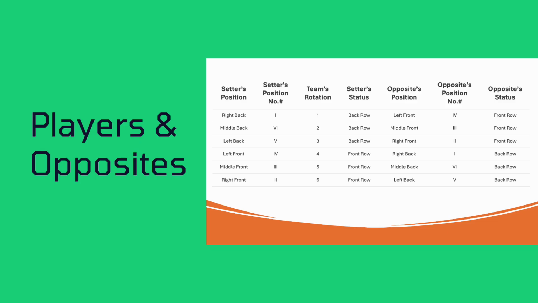This is basically a brief table of our setter, the setter's position, the team's rotation, the status of our setter, the opposite of our setter, the opposite position number, and opposite status. I will tell you up top that if you are able to identify your setter and their opposite in each and every rally, you are halfway home to being able to identify back row players in each and every rally.